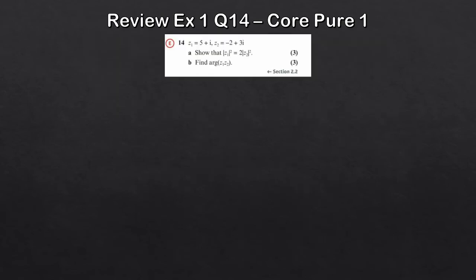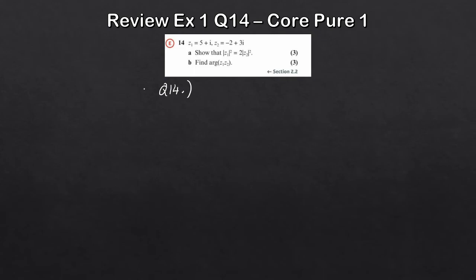And we're moving on to the very final question here. Again, just a small one, but again practicing the rules, being confident with the modulus and the argument of a complex number. Question 14 here, from review exercise 1. We've got two complex numbers, Z1 and Z2. So part A is a show that question, so basically we know whether we're right at the end or whether we've somehow got it wrong if we can't get there. And then part B is a find the argument.